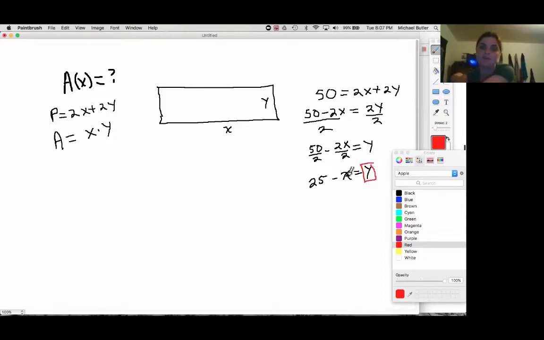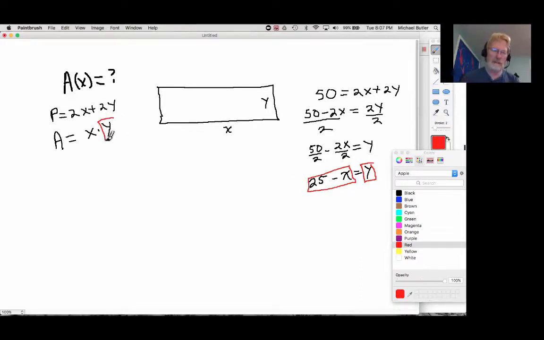Okay, well, let's see if we're going to take this thing home then. So we know that everything in the red box is the same. So if everything in the red box is the same, then that means that my area function with respect to x is equal to x times 25 minus x. In other words, I dumped out the red box where the y was, and I put in its place the 25 minus x.